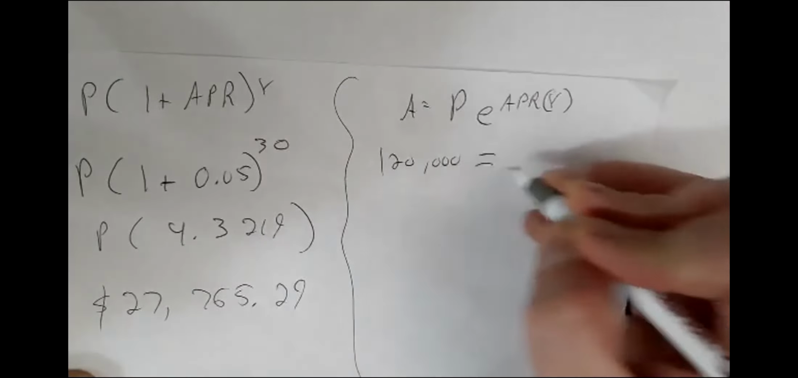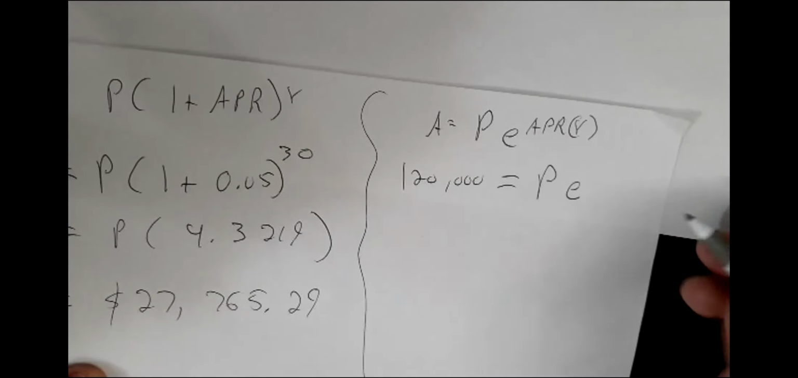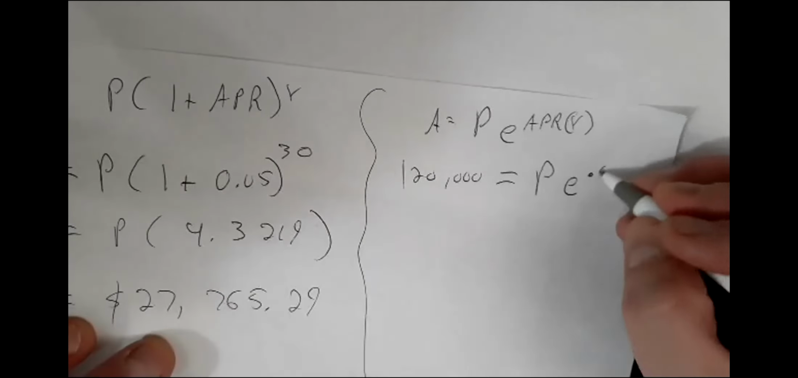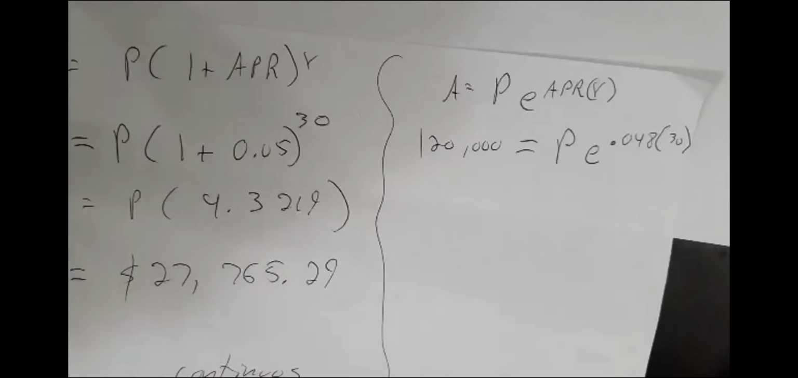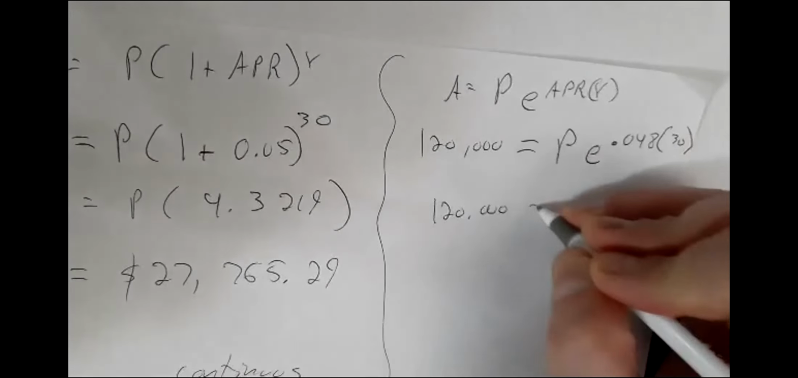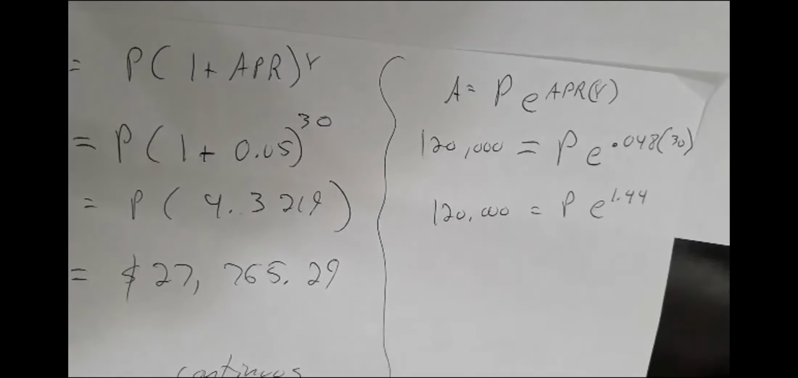120K is my accumulated amount. Principal is the thing I want to know. This is e to the APR, which now we're doing 0.048, and I have to multiply this by my years, which is 30. So I'm doing 0.048 times 30, and I'm getting 1.44. So 120,000 equals P times e to the 1.44.